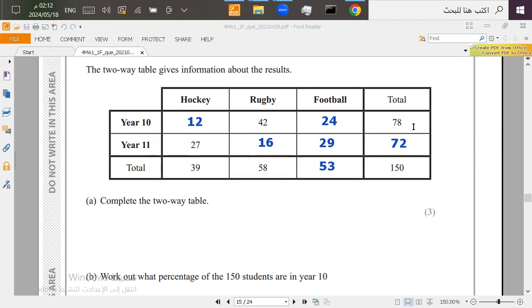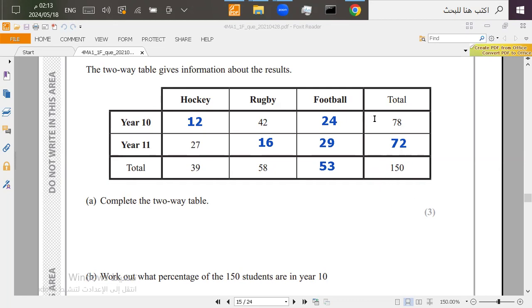Take your time with the numbers. Don't make it in a rush, because if you have a mistake, you will have a mistake in the second question. Now, the second question says, work out what percentage of the 150 students are in year 10. So we need the percentage of the students. Now, the total is 150.